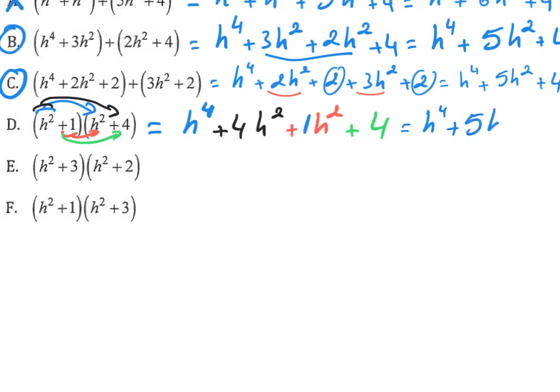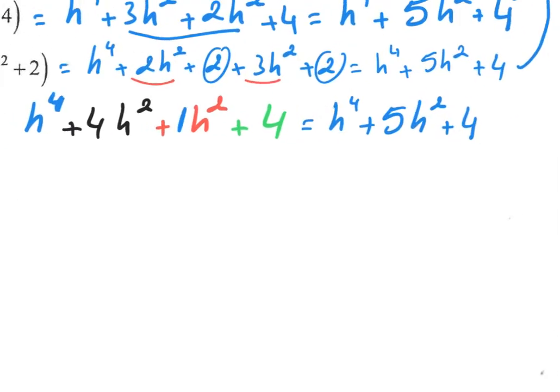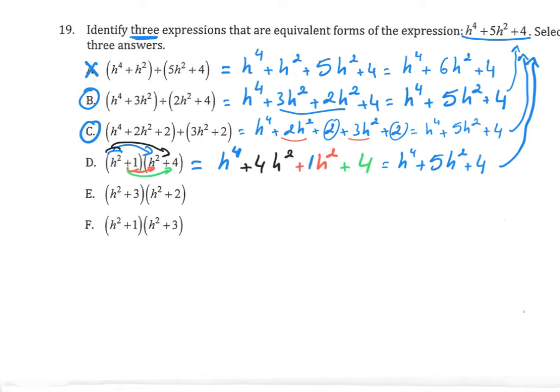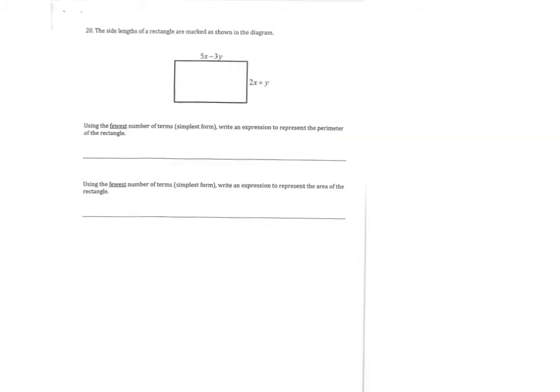That would be 5h squared plus 4, right? And that's going to be the same answer, right? I think we just answered question 19 here, because we selected three answers, three expressions that are equivalent forms of the expression h to the 4 plus 5h squared plus 4. All right, so let's move on to the next question here.